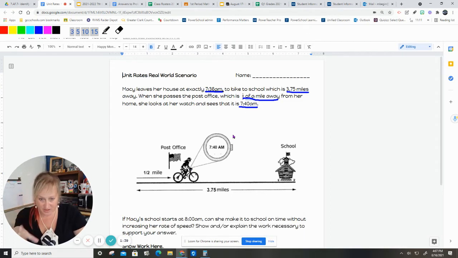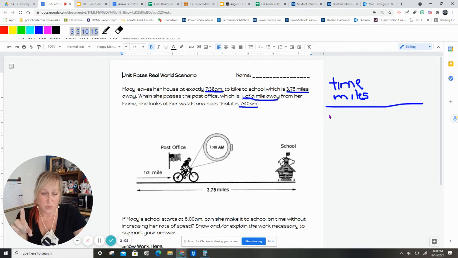Okay, now that you've discussed, verify. I know that it is going to be time being compared to miles. So I'm going to say that it's probably miles per minute. Okay. So my step one is to identify what it is. And I'm going to say that it's miles per minute.